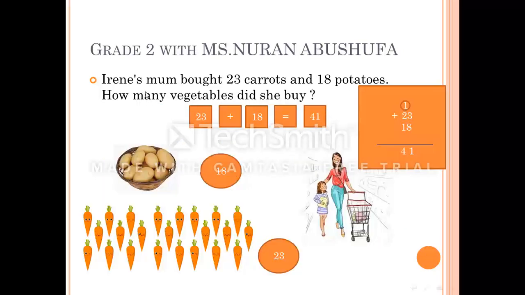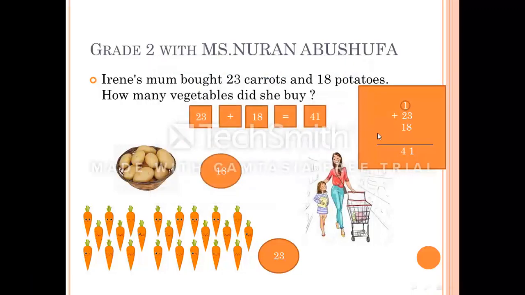The last one is: Aaron's mom bought 23 carrots and 18 potatoes. How many vegetables did she buy? So Aaron and his mom went shopping. Aaron's mom bought 18 potatoes and 23 carrots. So how many vegetables did she buy? How many altogether did she buy? It is addition. 23 plus 18 equals 41.